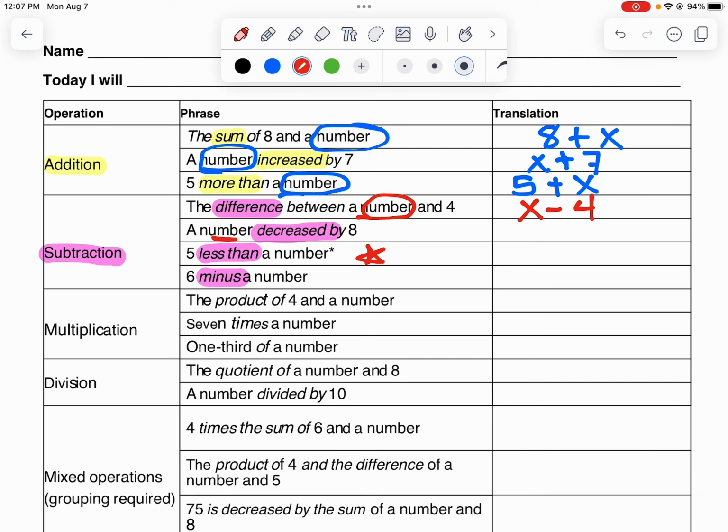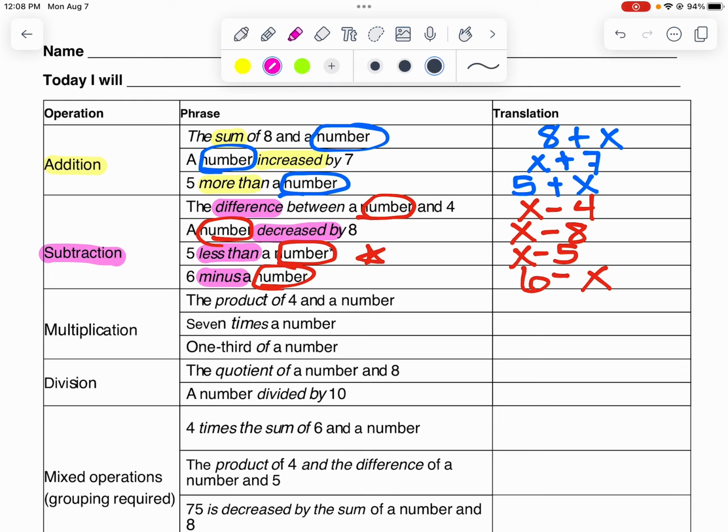A number, here's our unknown, decreased by 8. So here's our unknown, decreased by, minus 8. Now this is the trickiest one, 5 less than a number. So here's my unknown, that's x. But because it says less than, and this is only for less than, you have to flip it. So it has to be x minus 5. If you put 5 minus x on this one, it is wrong. So anytime it's less than, that's your big one there. 6 minus a number, so x, sorry, I messed that one up. 6 minus our unknown number x.